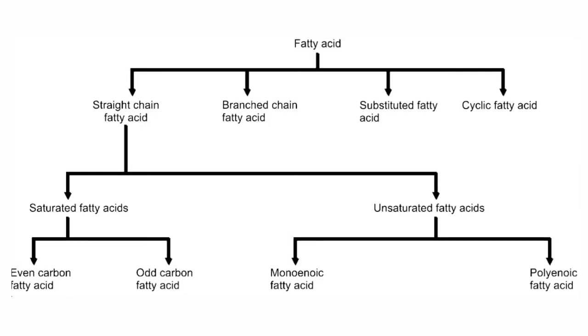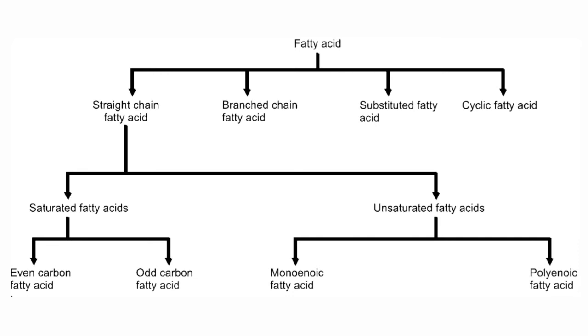Classification of fatty acids. These are classified into straight chain, branched chain, substituted, and cyclic fatty acids. Coming to straight chain fatty acids, these are called straight chain because the carbons are arranged linearly. These are subclassified into two types, saturated and unsaturated, based on the presence or absence of double bonds. A straight chain fatty acid without double bonds is called a saturated fatty acid, and a straight chain fatty acid with double bonds is called an unsaturated fatty acid.